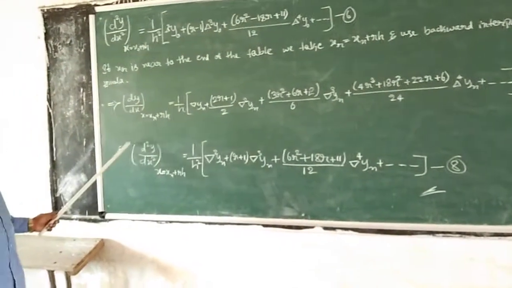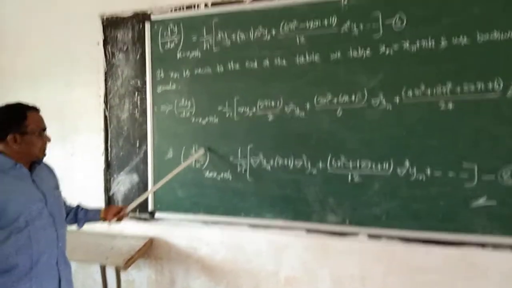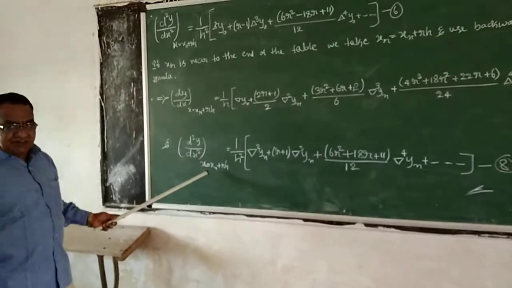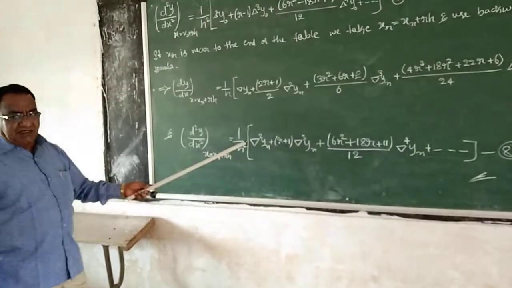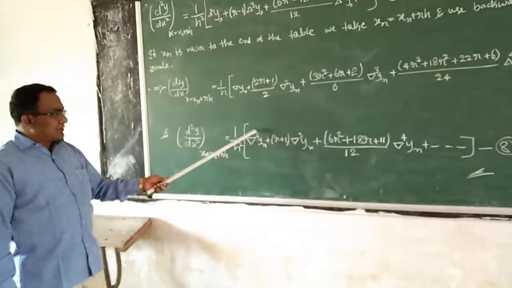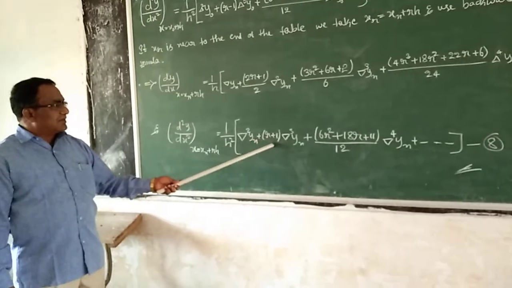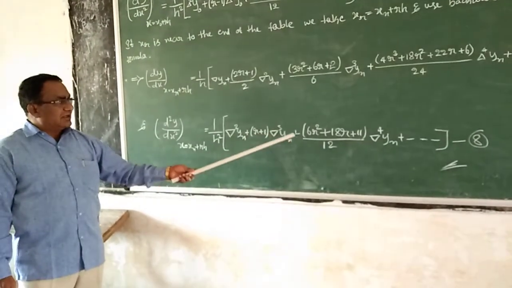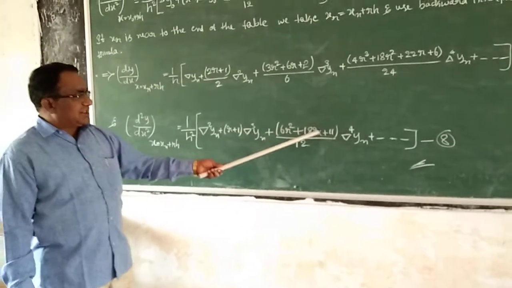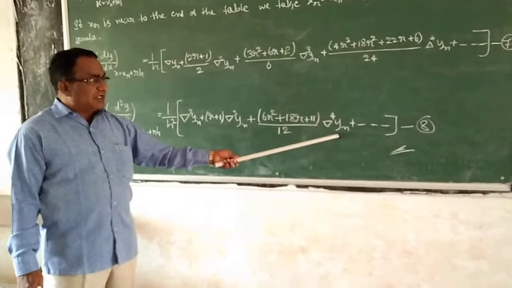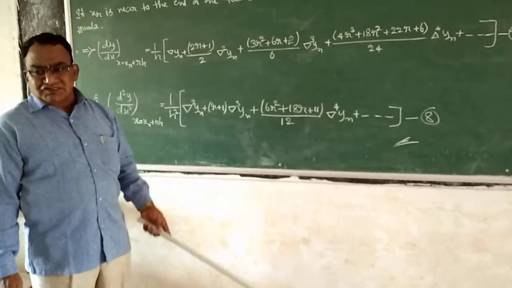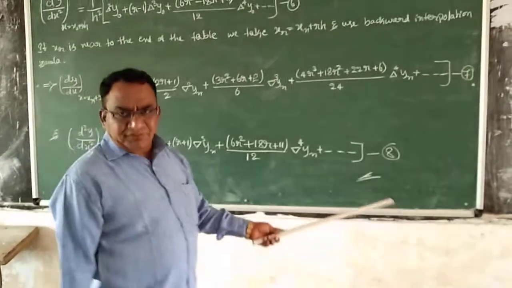Next, similarly, your second derivative d squared y by dx squared at x equal to xn plus rh is equal to 1 over h squared into del squared yn plus (r plus 1) into del cube yn plus (6r squared plus 18r plus 11) by 12 into del to the power 4 yn plus and so on. This is the 8th formula.